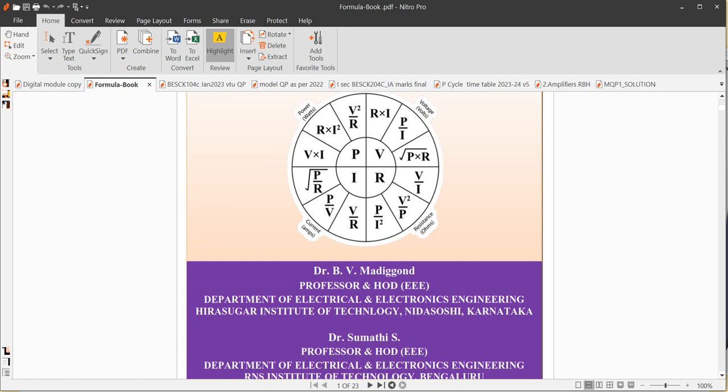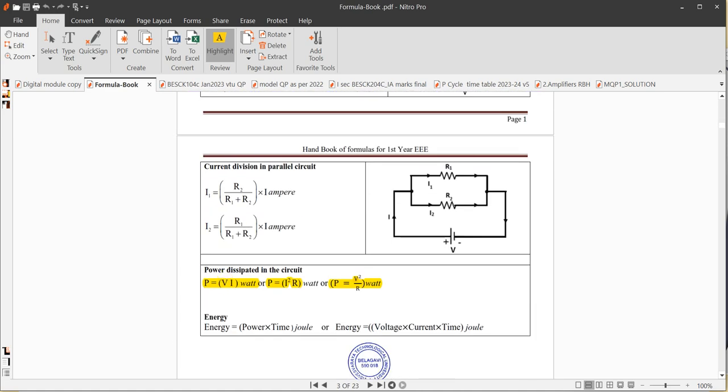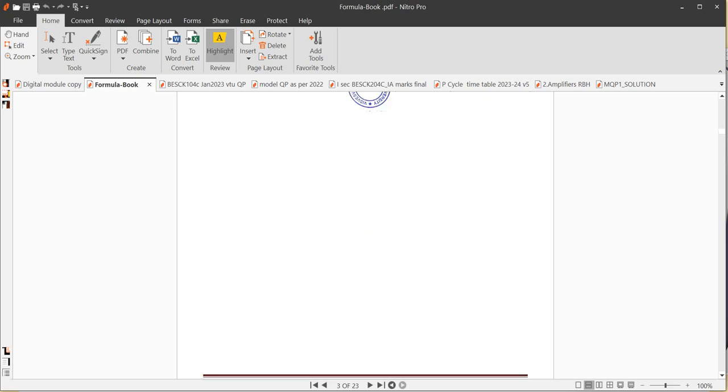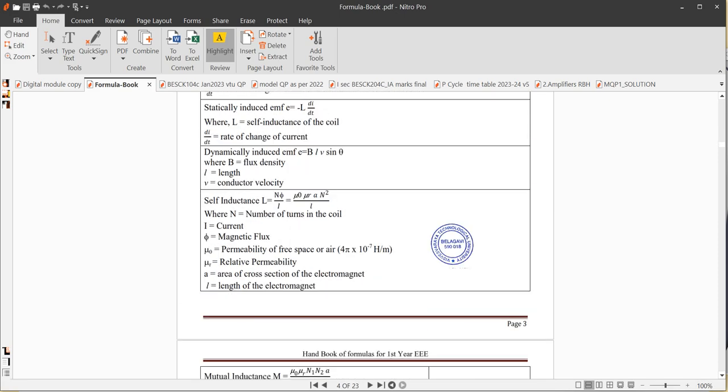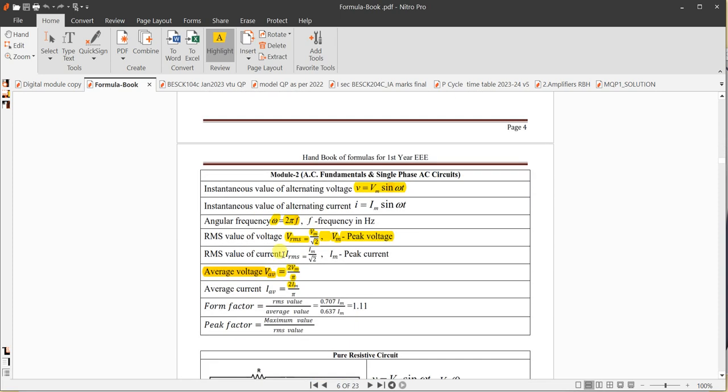You can see the main formulas. Ohm's law is V equal to IR, so I is equal to V by R, or R is equal to V by I. Power is voltage into current, and its unit is watts. Power is also expressed in terms of current as P equal to I square into R, or in terms of voltage, power equal to V squared by R. And one more formula you are going to use is for the half wave rectifier.